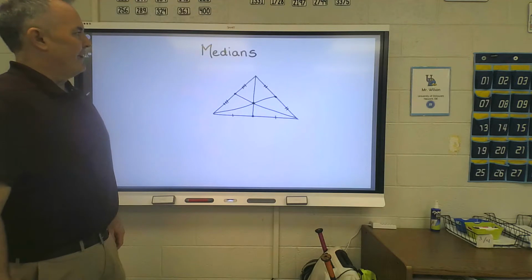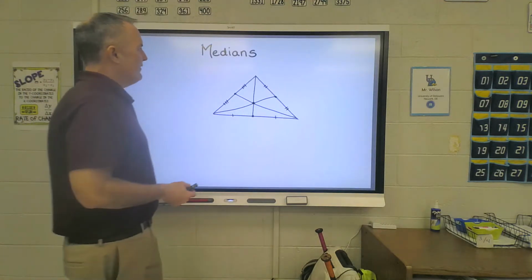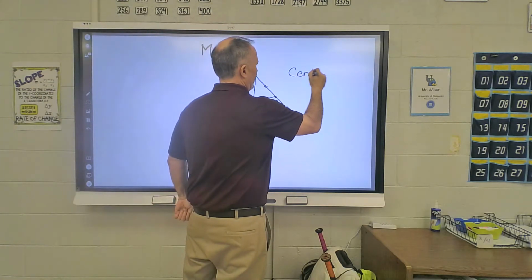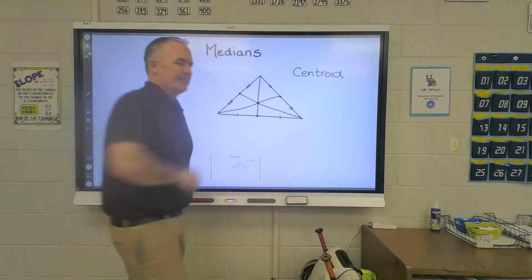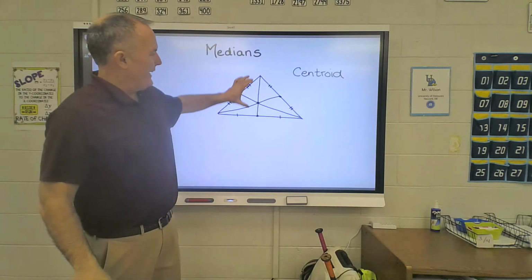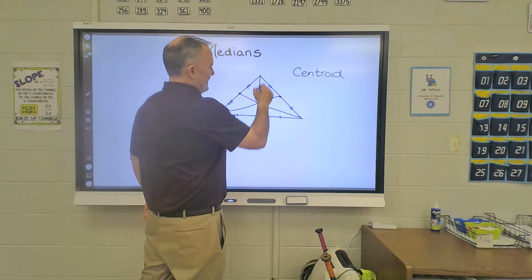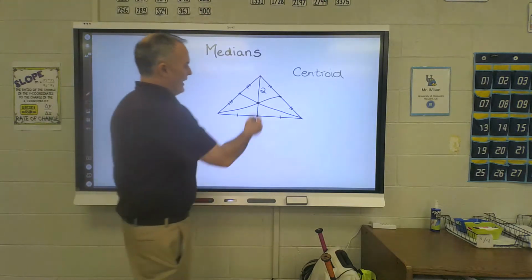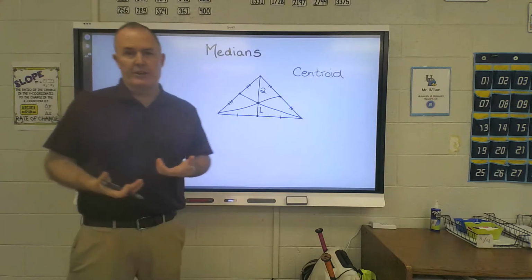All right, so what we have here, we have a median. We created a point of concurrency. The point of concurrency, in this case, is called a centroid. The centroid is where all 3 medians intersect. And what the centroid does is it breaks up each median into a 2-to-1 ratio. So the top part is the longer part of a median. That's double whatever the smaller part is. So it's like a little 2-to-1 ratio here.